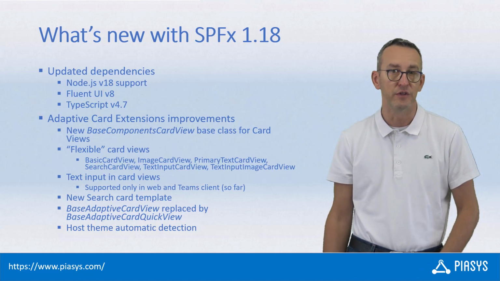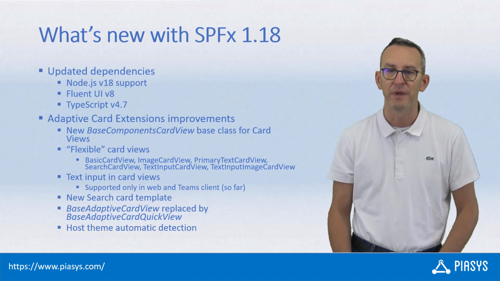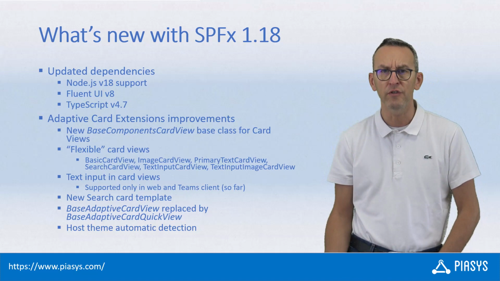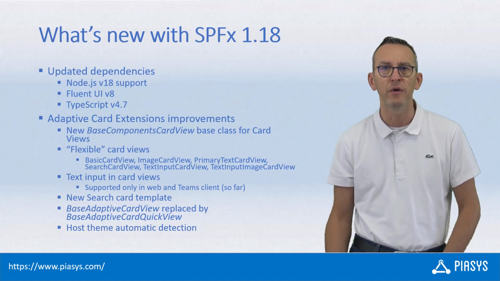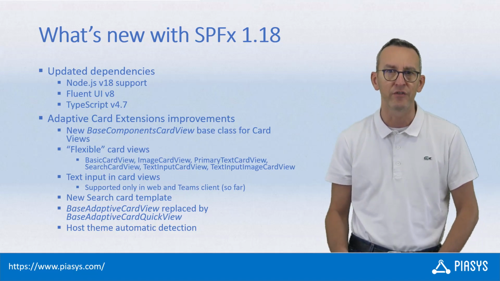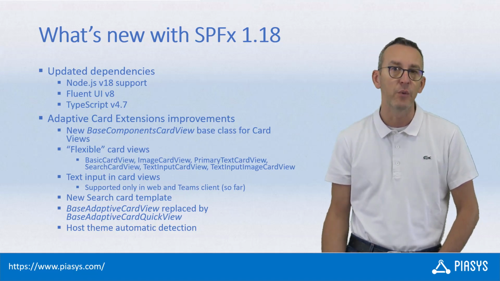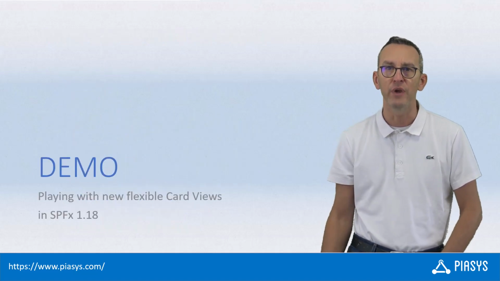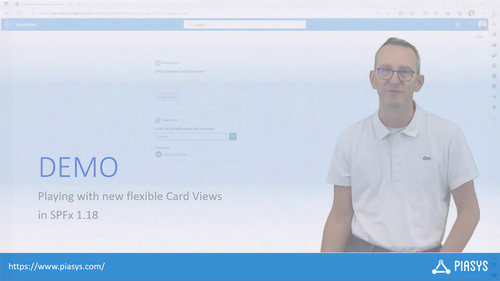Of course, you can still use the quick views, and that's why they also improved and updated the base class from the base adaptive card view into the base adaptive card quick view. They also made it possible to automatically detect the theme of the hosting client. Some of these changes are available in the web UI and in Microsoft Teams only, and not yet in the Viva Connections mobile app, but they will come in the near future. So let me move to the demo environment and let me show you how we can start playing with the new card views in SharePoint Framework 1.18.